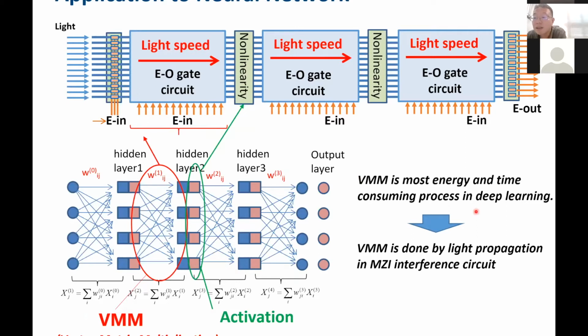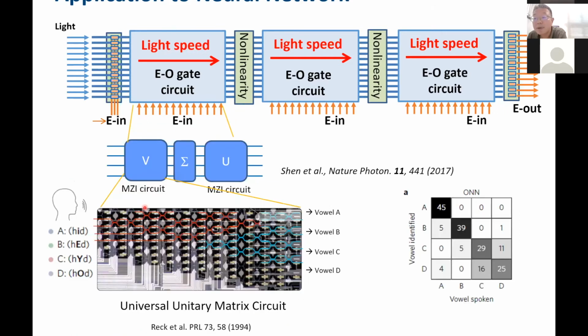And in fact, this VMM can be done by light propagation. As shown here, a certain type of MZI matrix circuit can perform unitary matrix operations. This was proposed by Reck many years ago, and this can function as a VMM. Actually, Shen et al. at MIT proposed and demonstrated this idea in 2017.